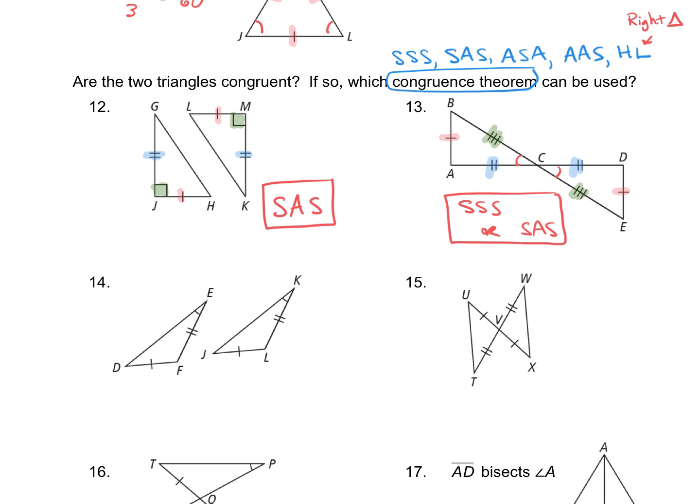Your eyes might have caught the side, side, side right away, but if you are just trained in on, do I have vertical angles? Mark them congruent if you do. You might have seen that first.